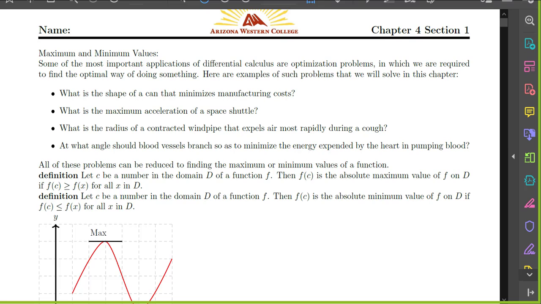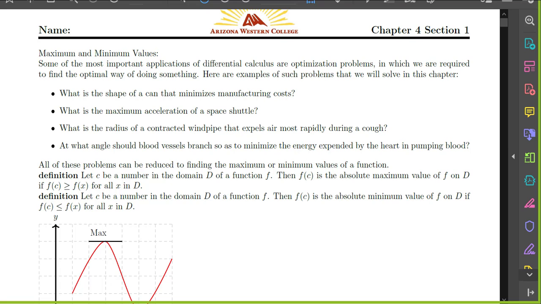Some of the most important applications of differential calculus are called optimization problems, in which we are required to find the optimal way of doing something. So we'll get to do some of these things. For example, what is the shape of a can that minimizes manufacturing costs? What's the maximum acceleration of a space shuttle? What is the radius of a contracted windpipe that expels air most rapidly during a cough? And at what angle should blood vessels branch as to minimize the energy expended when pumping blood?